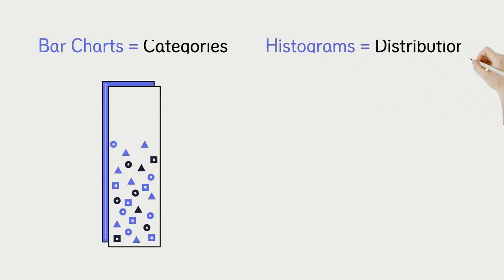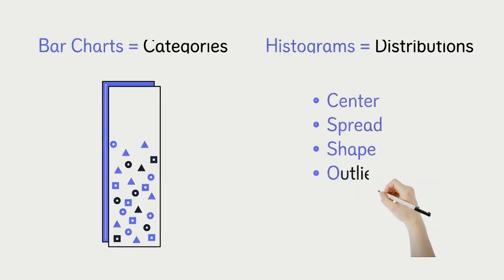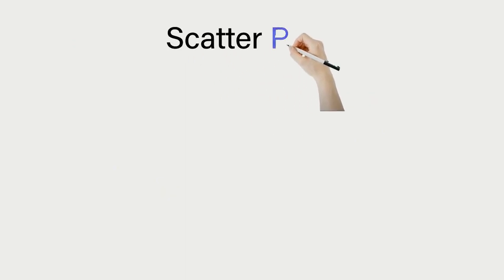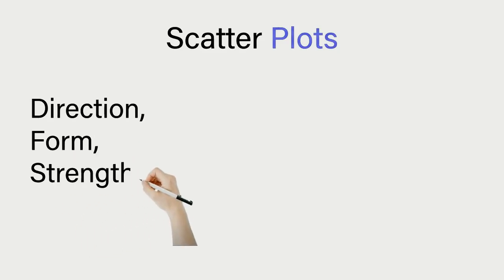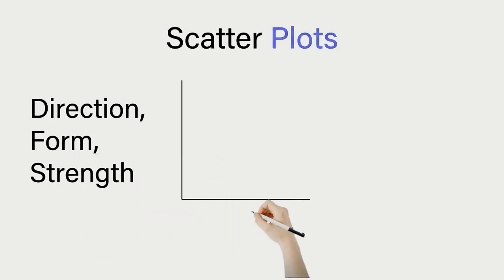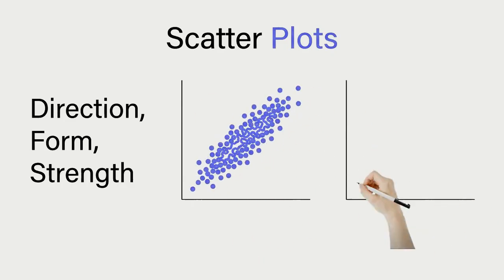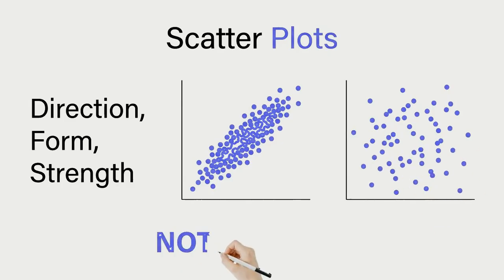Histograms show distributions, not categories. Read them by describing the center, the spread, the shape, and any outliers. A common mistake is to treat histograms like bar charts and forget that the bars represent ranges of values. Scatter plots show relationships between two quantitative variables. A correct reading mentions direction, form, and strength. A tight upward cloud suggests a strong positive association. A loose cloud suggests a weak one. And a scatter plot alone never proves causation.